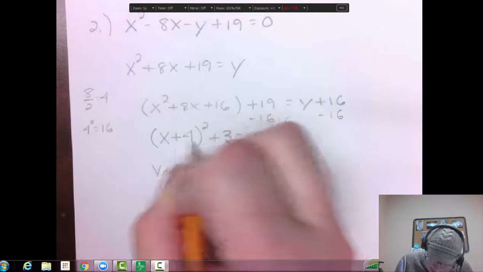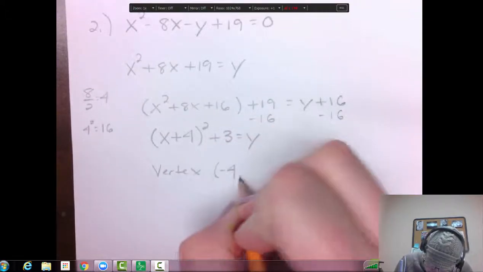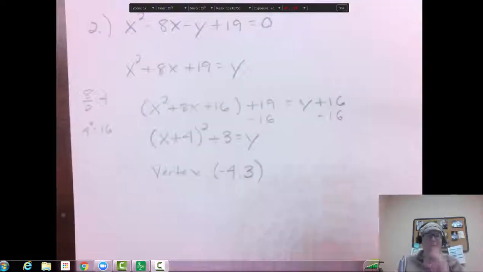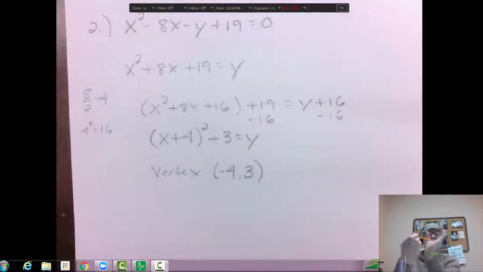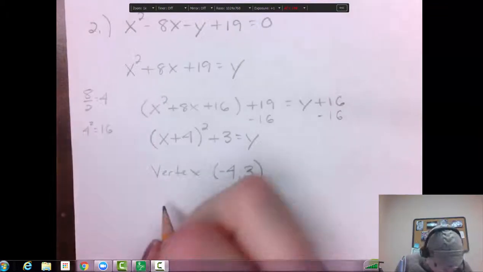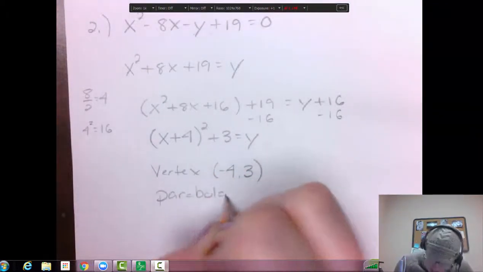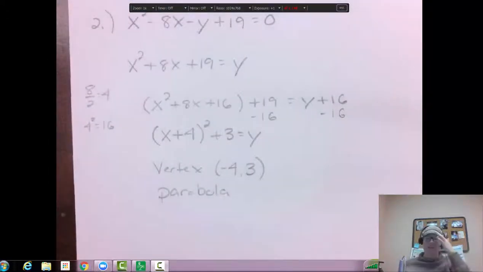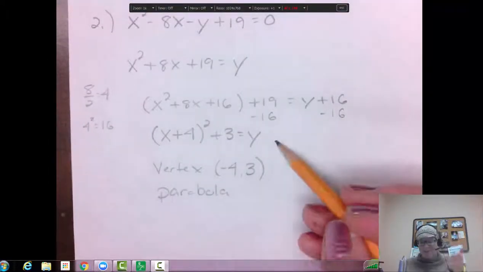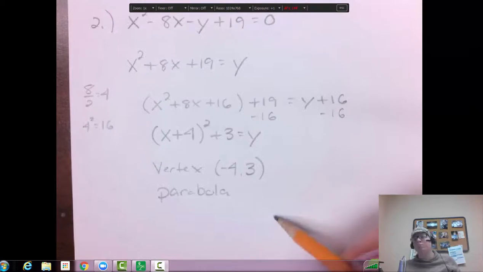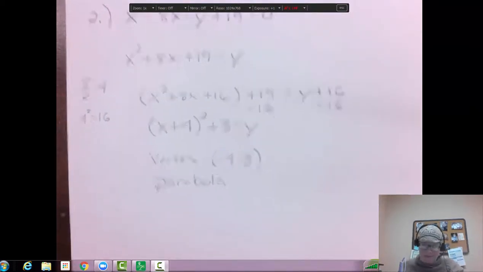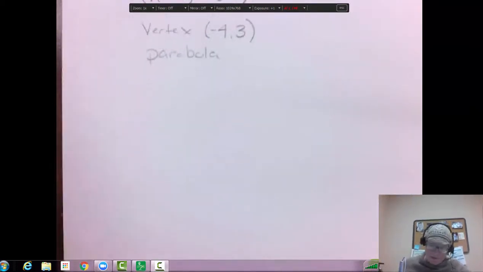Well, it's the opposite of the x, so negative 4, and always the same, 3. And that, remember, is your vertex, the point at the end of your U shape. And we know that this is a parabola. And I think that's the information they're going to ask for. In vertex form, they might ask for the vertex and what shape this makes. Okay, so there's our parabola.